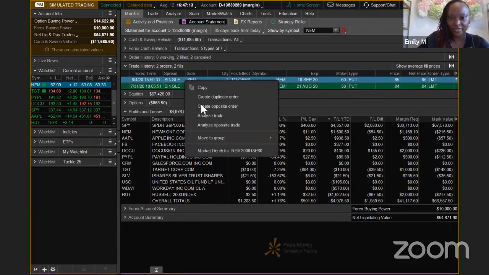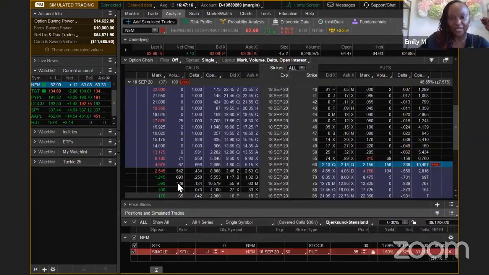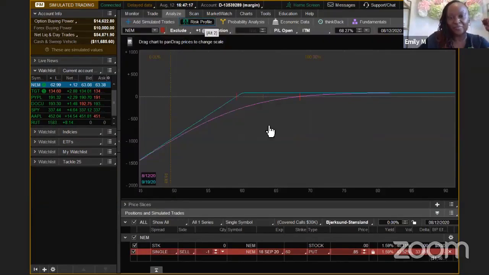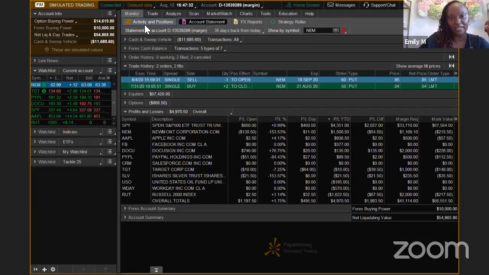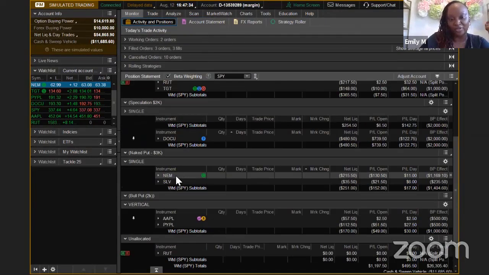Build orders. Analyze trade. So here's Newmont. I'm down about $125 on Newmont, but my break even is down here at 59.08. So I still got a ways to go. I'm not going to worry about managing it because I actually want to take assignment on Newmont. So if it does get to 60, good. I have the capital available to buy Newmont, so that's going to be that.